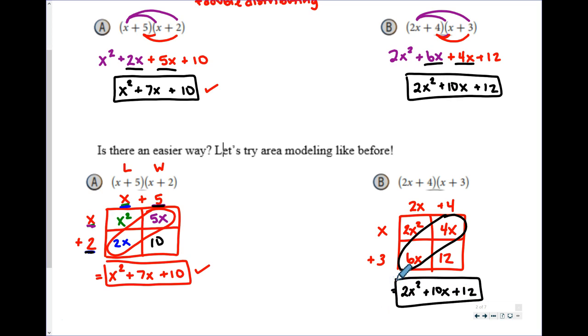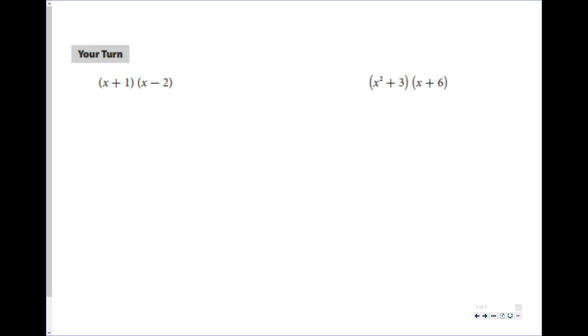Okay? So I want you to go ahead and pause, and I want you to simplify these two problems using whatever method you like. I'm not particular. As we get to harder polynomials, you're going to struggle with distributive properties, so I would try the area model. Okay? So pause the video, take about 3 minutes, 4 minutes, and try these on your own. Okay?